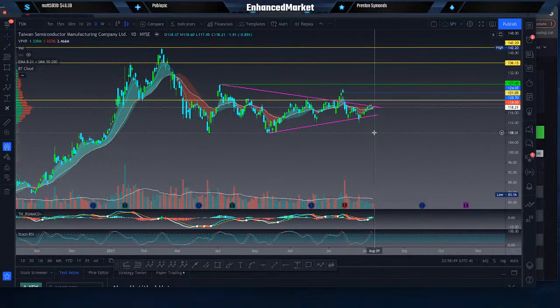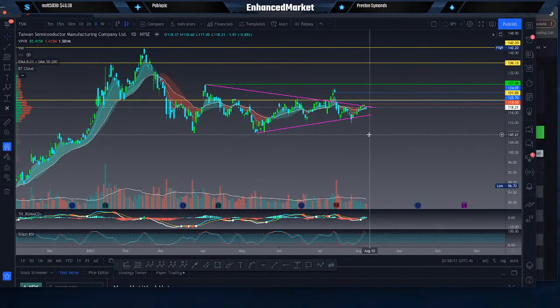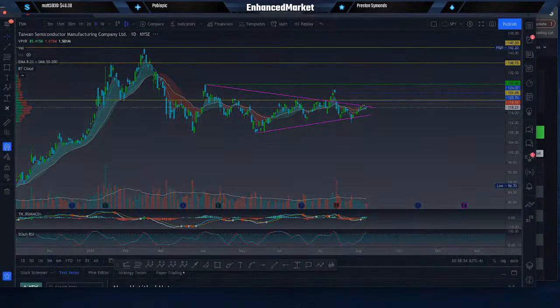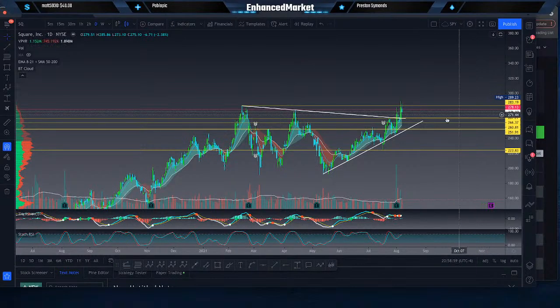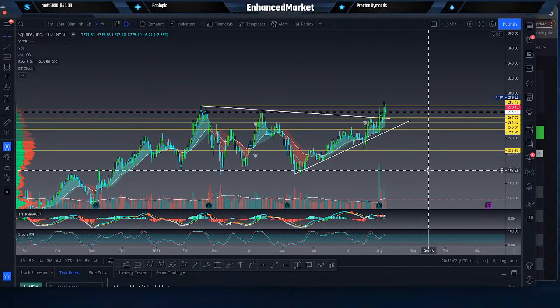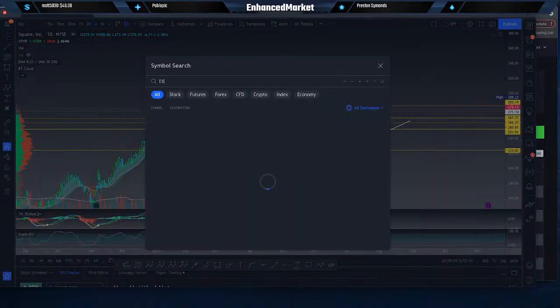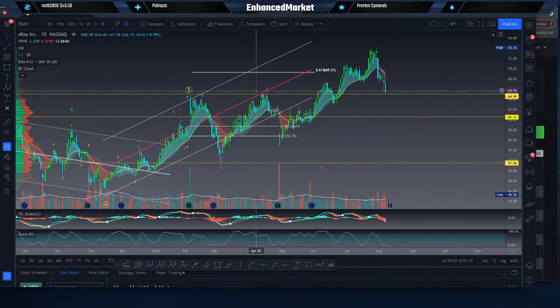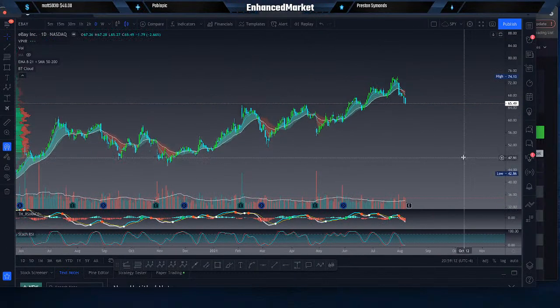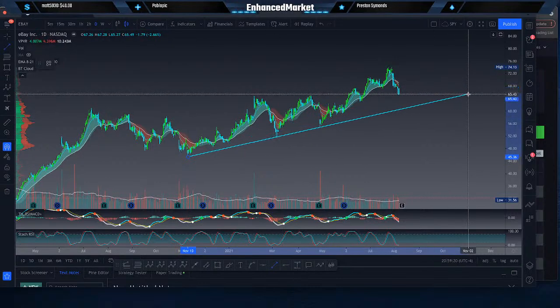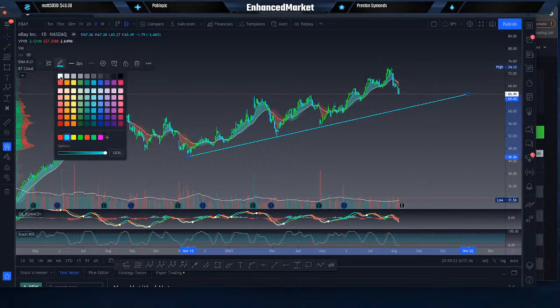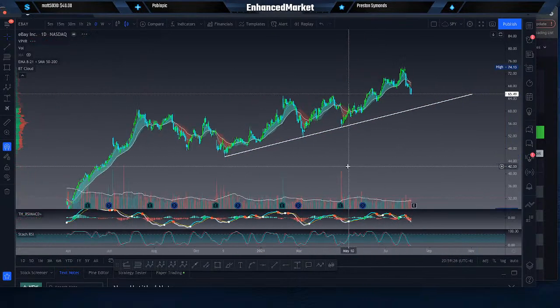TSM. We did this already. Yeah, Square wants $300 totally. I think Square should be like a $500-$600 stock minimum. I mean, every place uses it. eBay. I haven't checked eBay in a long time. Yeah, see, I haven't even touched it in a long time. Just been trotting along to the upside.